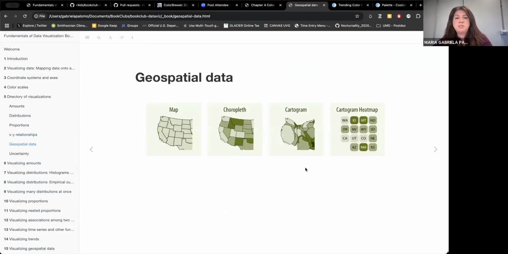Okay, then we have geospatial data. This is very easy. You can have a map, and if every color or shade of color is going to represent a quantity or a category, then that's called a choropleth. You can also have cartograms where you can inflate and add a third quantitative variable. If you're showing, for example, population density, then you're going to see that the more inflated states are going to have a larger population density value, and the skinny ones are going to be less densely populated.